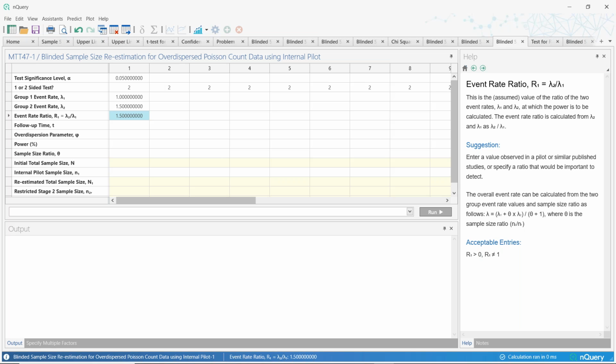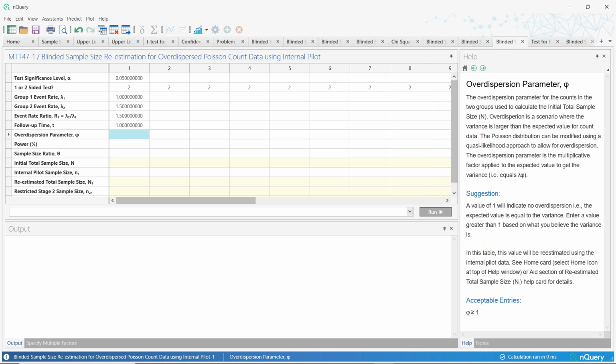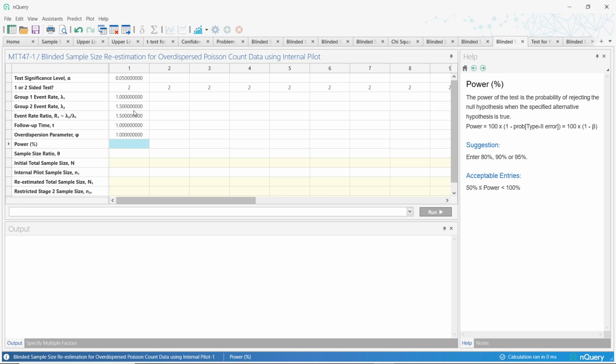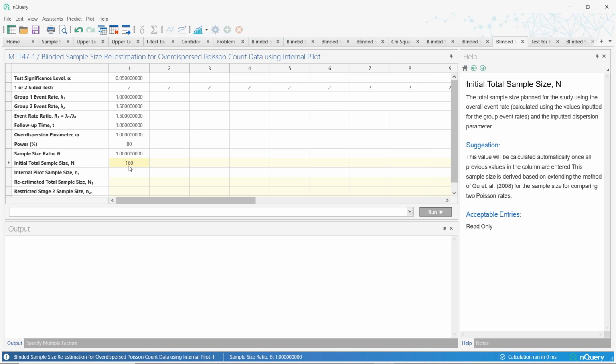And in effect, what we were interested in is seeing what would be the effect of over dispersion in that case. So let's assume initially the sample size estimate was for an over dispersion of 1. So there was no over dispersion, the mean and the variance are the same, the standard Poisson assumption. And then for a power of 80%, sample size ratio 1, we have a sample size requirement of 160 per group. So that's the number of people per group.